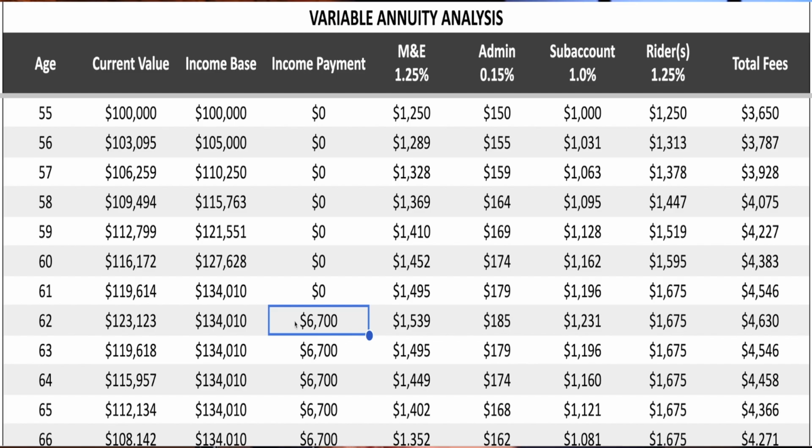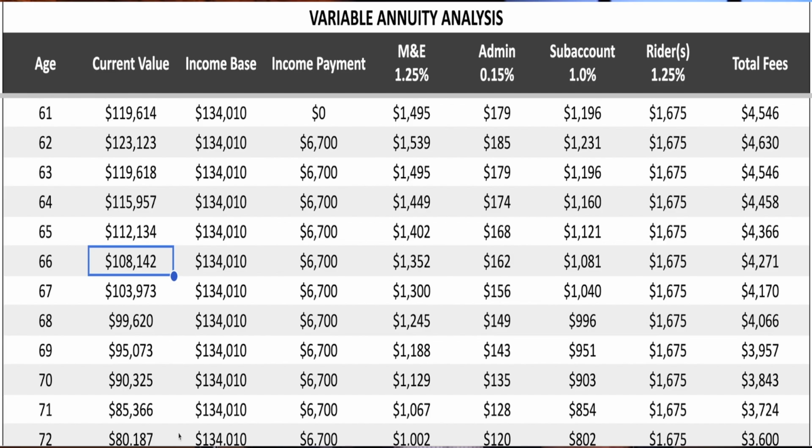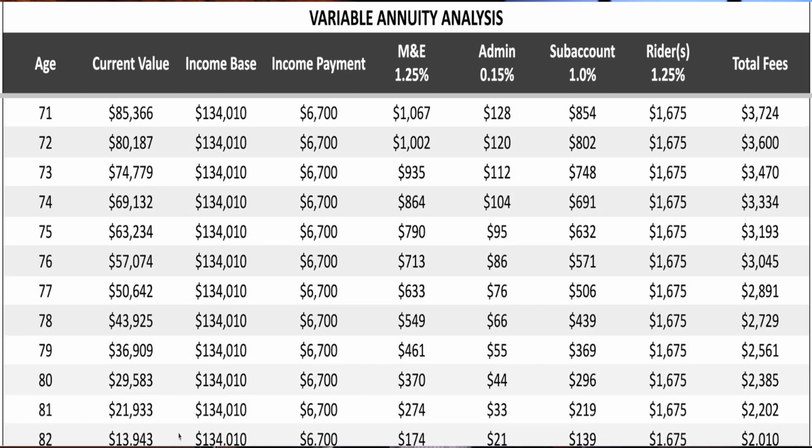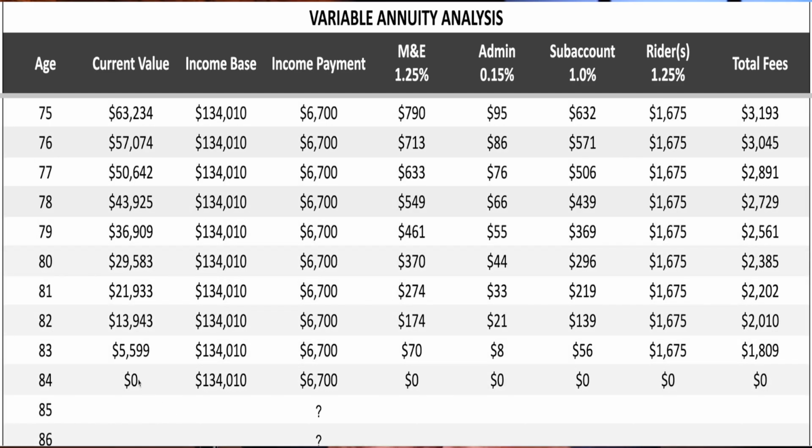So in subsequent years, the income payment and the fees are subtracted from the current value. This means that even though he had a 7% return, his value went down to $119,618. And if we do this for a few years, it doesn't take long before the current value is substantially lower than the income base. And as the years go on, smaller and smaller until finally at 84, the current value runs out.